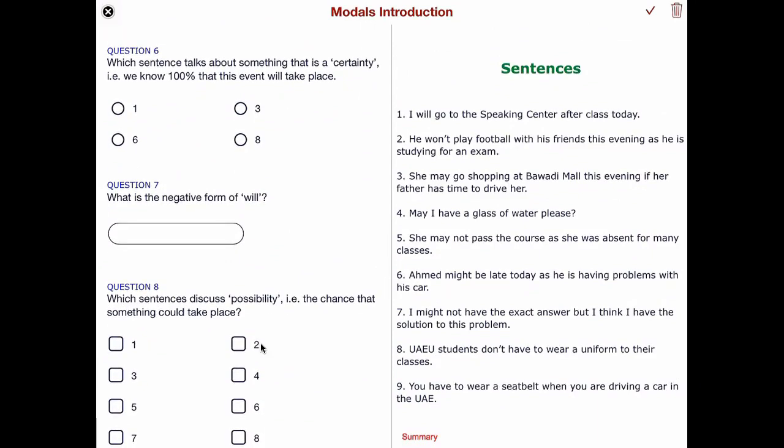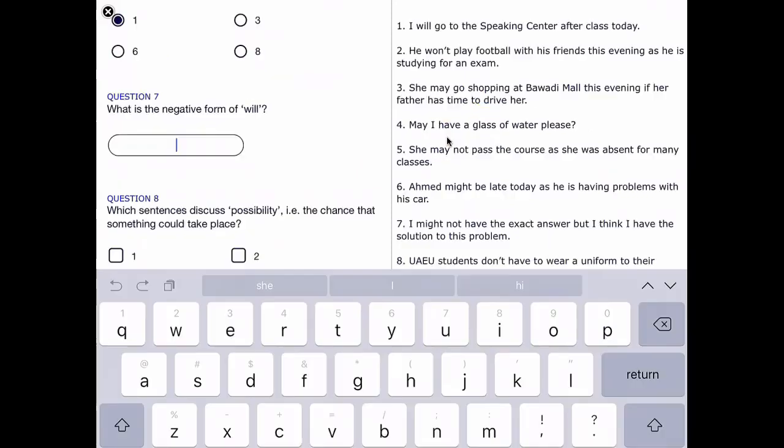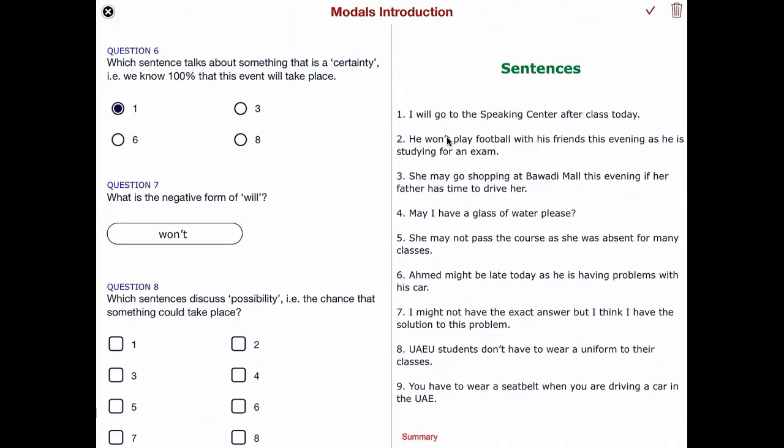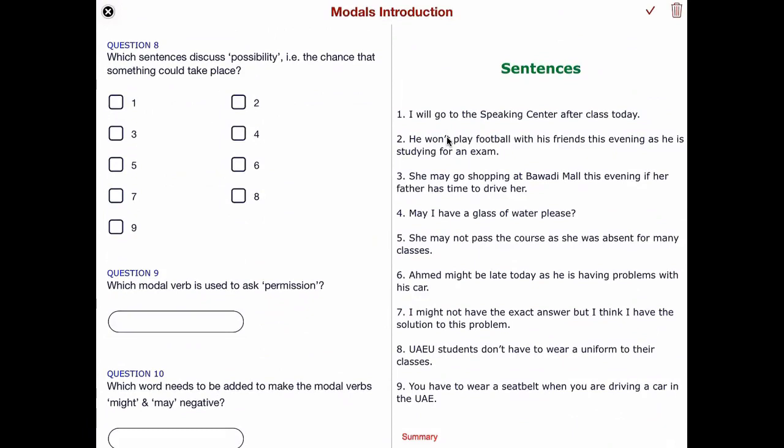Now, which of these sentences talks about a certainty? Not a possibility, not a probability, but a certainty. And that is 1. I will go to the speaking center after class. The negative form of will, it's right there. You should know that one. It's won't.